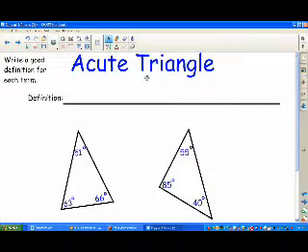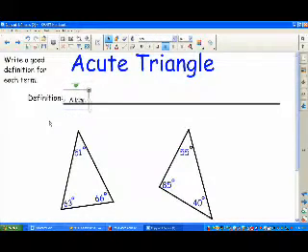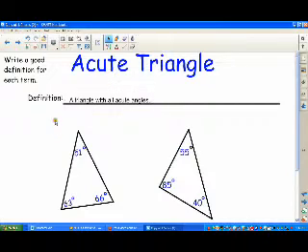For an acute triangle, pause the video now, come up with a definition, and then unpause it to see if we get the same thing. And an acute triangle is a triangle with all acute angles. Pretty simple. All the angles have to be acute.